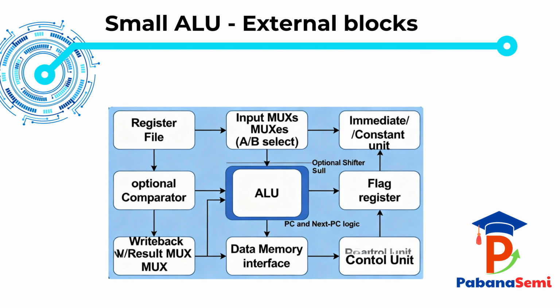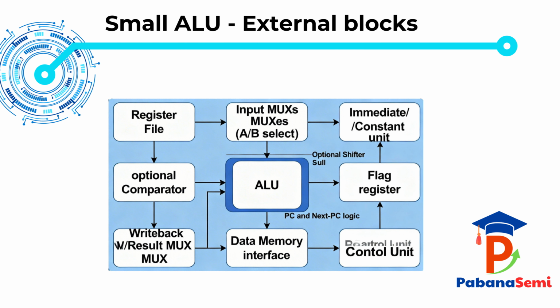Let's zoom out and see how the ALU fits into a complete processor data path. At the top left, we have the register file. This stores operands and supplies input values to the ALU. Before entering the ALU, the operands pass through input muxes. These multiplexers select whether the ALU uses register data, immediate values, or other sources. On the right side, we have the immediate or constant unit, which provides fixed values for instructions like add immediate or load offsets. Inside the processor, the ALU performs the selected operation.